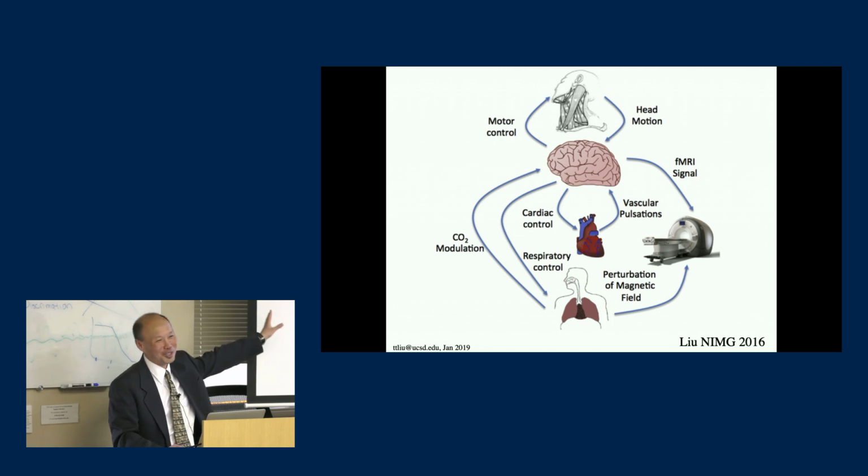Okay, so this was the slide here, which is basically, the brain is controlling the heart, the respiration. CO2 modulation, we know, modulates cerebral blood flow. We know this perturbs the magnetic field. We know there's motor control, there's head motion. All these things go into the fMRI signal. And typically, we just draw a circle around the brain, and everything else is noise. But I think it's worth thinking about whether we need to draw a bigger circle.